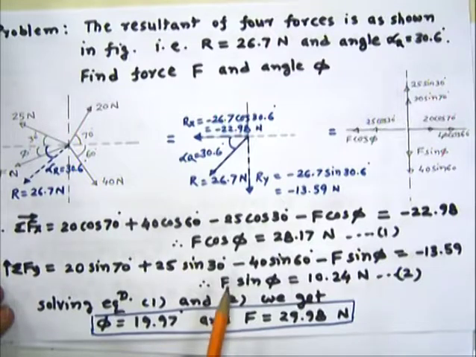Solving equations 1 and 2, or dividing equation 2 by equation 1, we will get the tan phi value. So phi comes to 19.97, and putting that phi value in either equation 1 or 2, we will find the F value, that is 29.98.